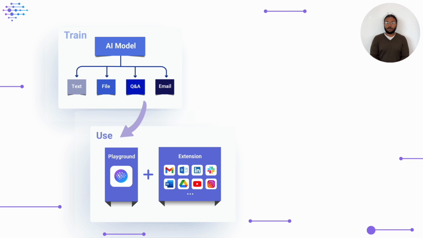Once you've created your model and trained it, you can use it by interacting with it in the playground. Now, here you can converse with it directly, asking it questions, giving it tasks to summarize reports, or ask questions about the information you just trained it on.